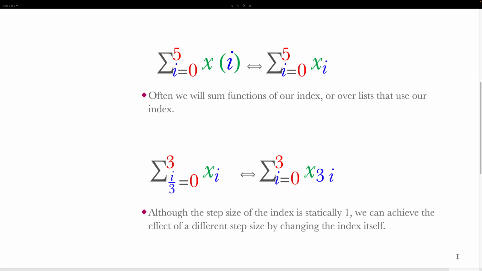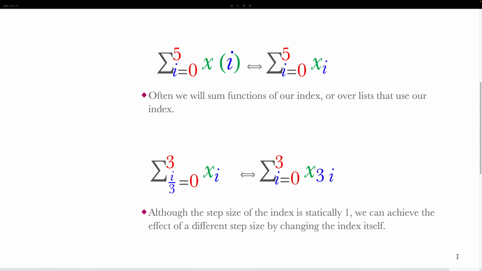Along with that, it can also be helpful to change the step size of the index. Now formally, the step size of the index using sigma notation is statically 1. However, we can achieve the effect of a different step size by changing what the index itself is. For example, on the left, we have the sum of x sub i from i over 3 is equal to 0 to i over 3 is equal to 3.